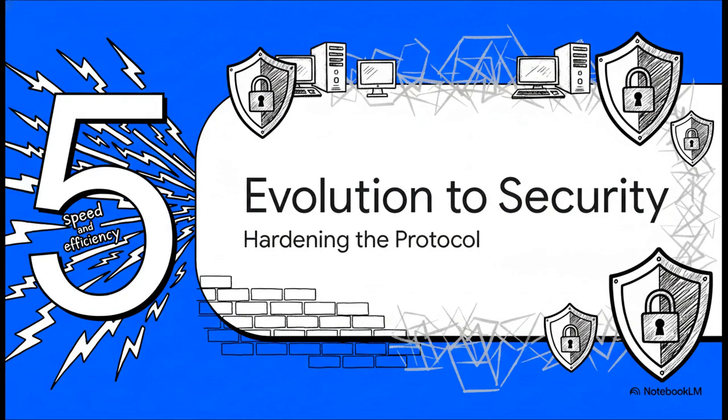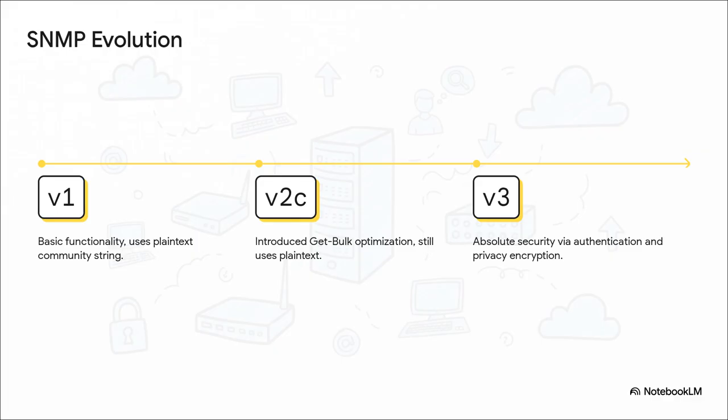Section 5. Evolution to absolute security. Speed and efficiency are amazing, but let's be real, in today's world, they mean absolutely nothing without protection. Looking at the security evolution of this protocol, version 1 was the foundation, but its security was incredibly weak. It used a community string, which was essentially just a plain text password floating naked across the network.